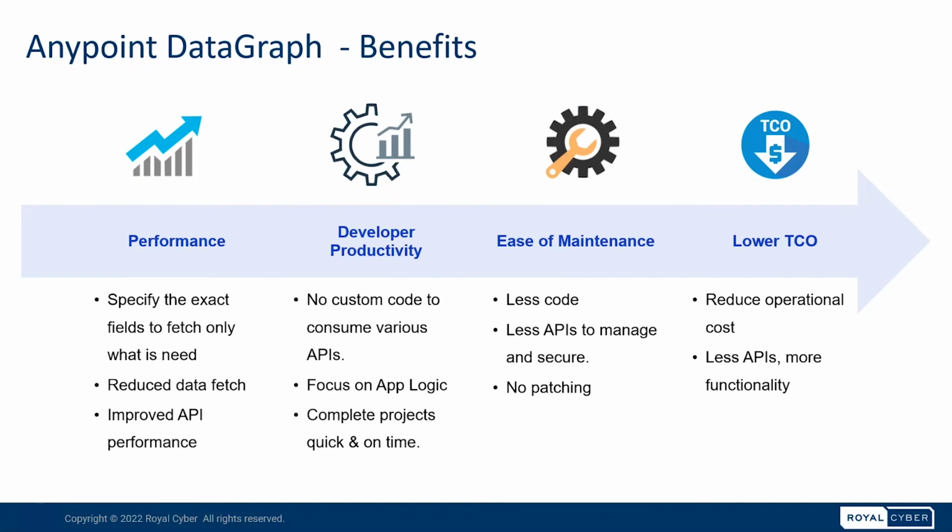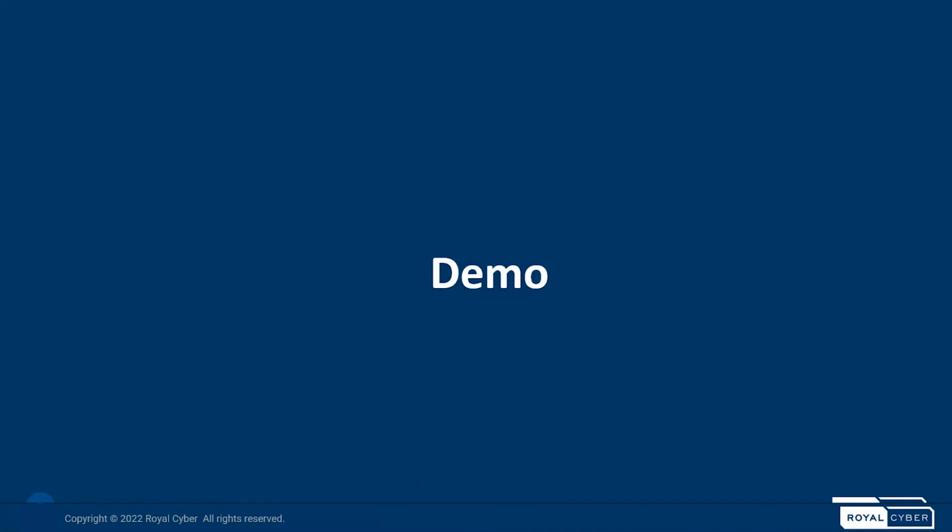The IT and operations teams are going to have less code and fewer APIs to manage and secure, because the single endpoint created with Anypoint DataGraph runs as a SaaS app. Hence, there is no maintenance or patching required. By using Anypoint DataGraph, customers can reduce operational cost by reducing the number of APIs.